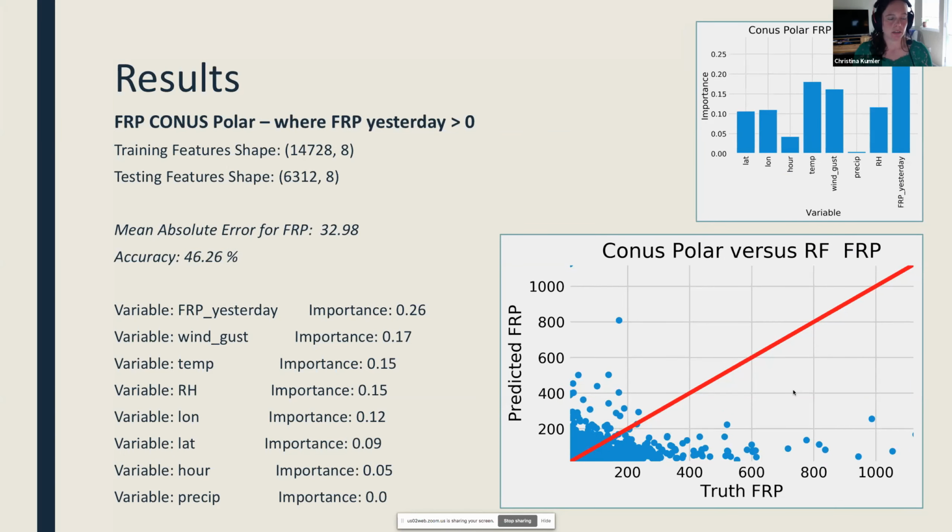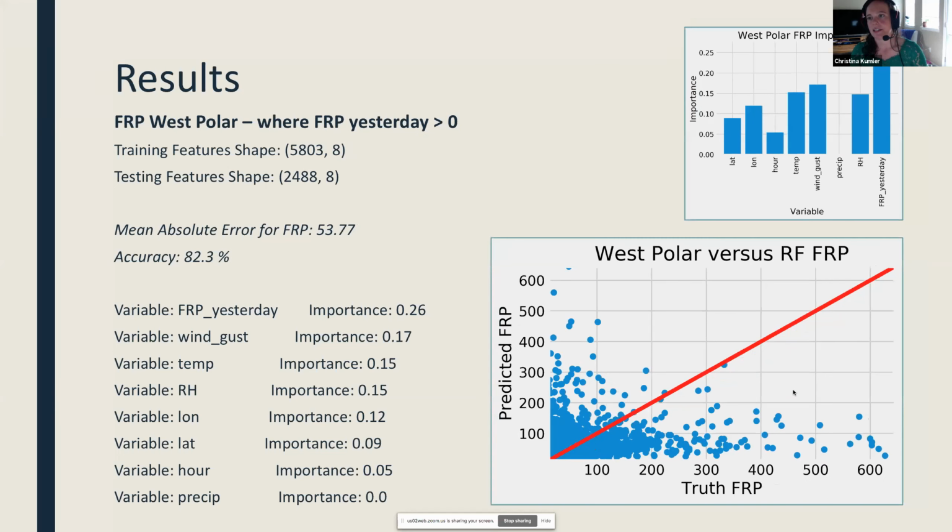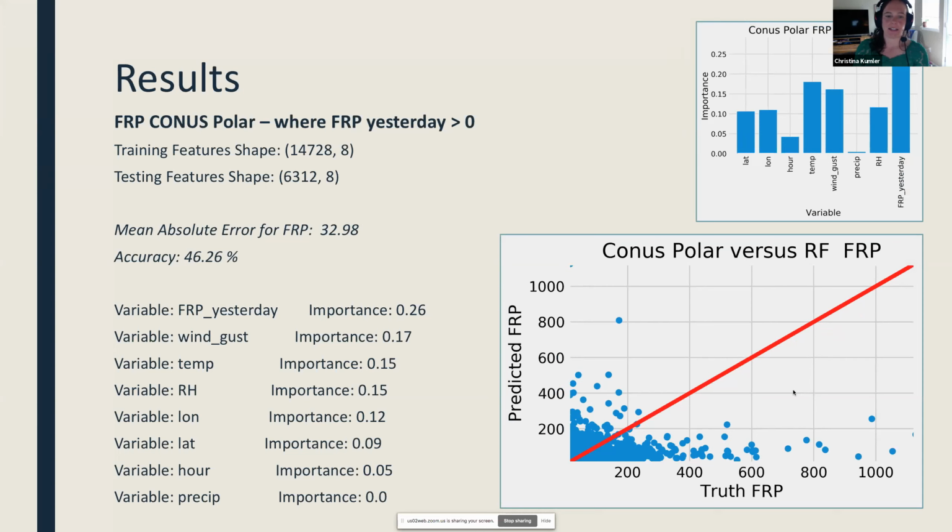Our third model was the same as before, but now we're looking at all of CONUS, so the entire United States. And we see that precipitation has a slightly above 0 importance, but is still pretty low on the importance. But your FRP yesterday is about the same value, 0.26, which means that the model is still looking at these weather inputs as well as FRP from yesterday.